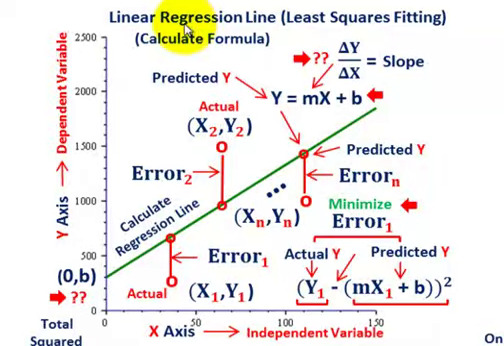What we're going to be going over here is a linear regression line, and we're going to be using the least squares method for fitting a linear regression line. We're going to be calculating the formula, or the equation, that represents a linear regression line. Okay, so this is what we're dealing with when we're talking about regression lines, in particular linear regression lines, because linear would be a straight line.